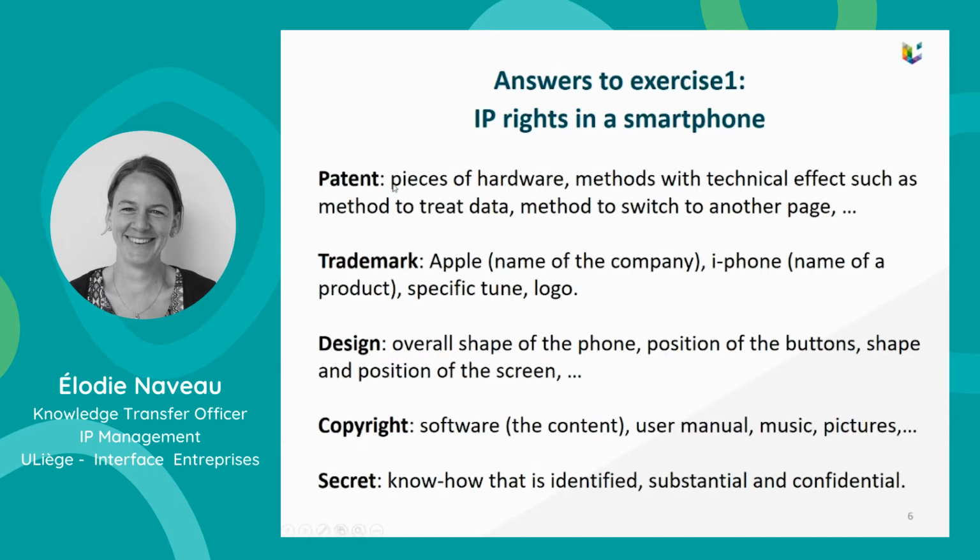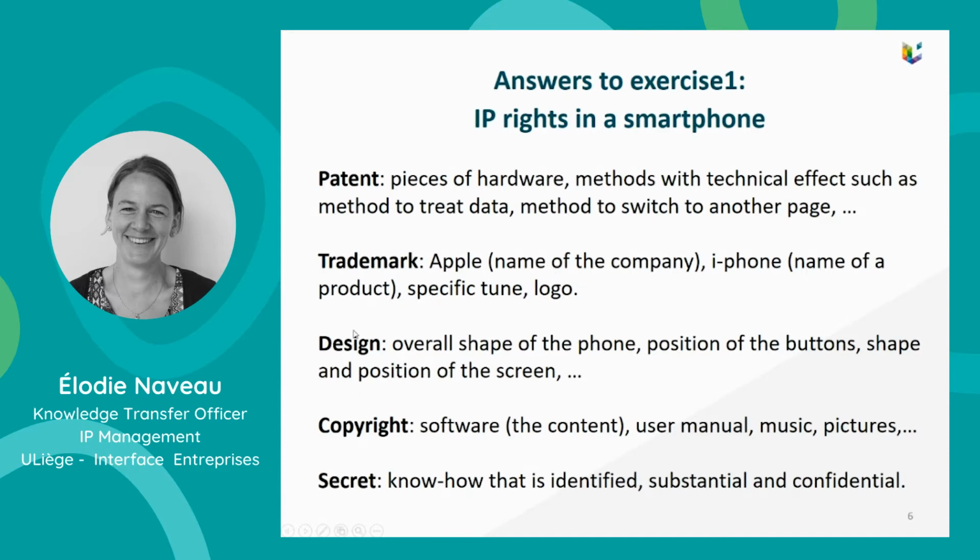Then we have a second IP right, we have the trademark. The trademark will protect the name, for example, Apple as the name of the company. It can also protect the name of a specific product, like the iPhone. Trademark can also protect a specific tune and the logo.